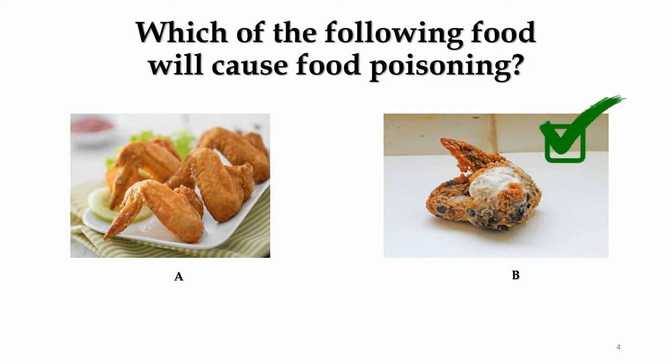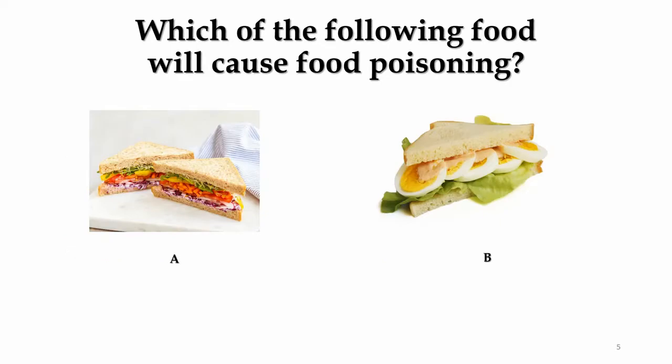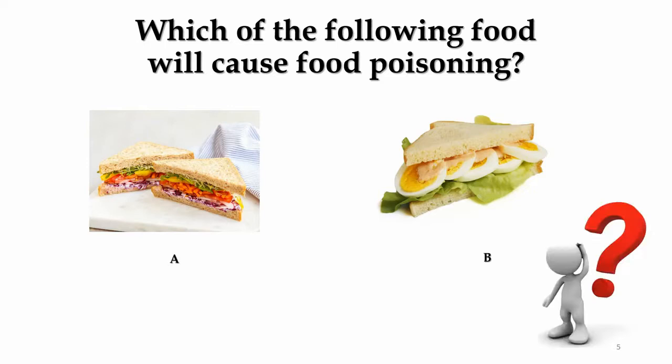It is clear that the fried chicken as shown in image B has undergone a certain degree of spoilage and is possibly capable of causing food poisoning if we consume it. In this slide, both sandwiches look normal without any sign of spoilage. Thus, it will be difficult to determine which of the sandwiches has a higher risk of causing food poisoning.